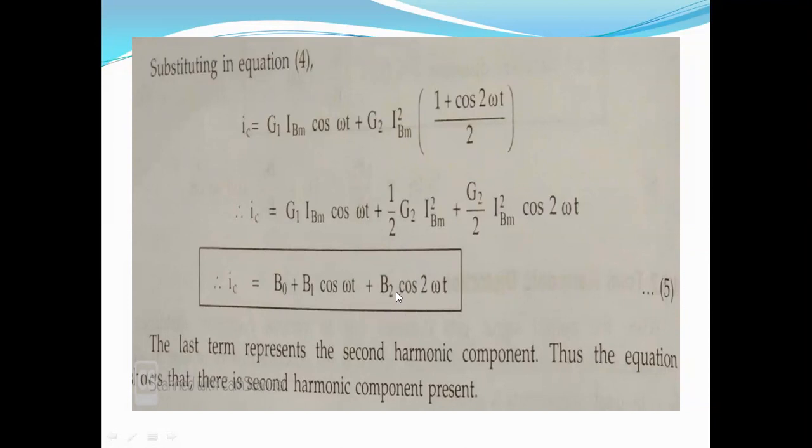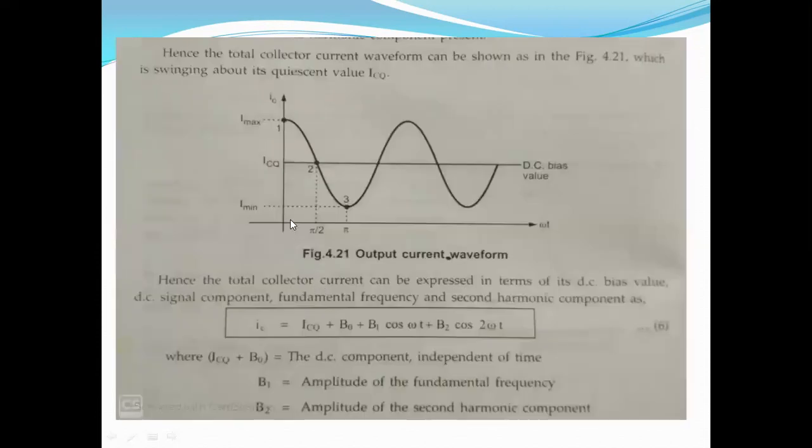Here the last term represents the second harmonic component, because here we have 2 omega. 2 omega means the 2F component, the second frequency component or second harmonic component. Because of this frequency component, we may have some higher distortion. So that's why we are finding the distortion due to this harmonic frequency component. Let us find out the distortion.